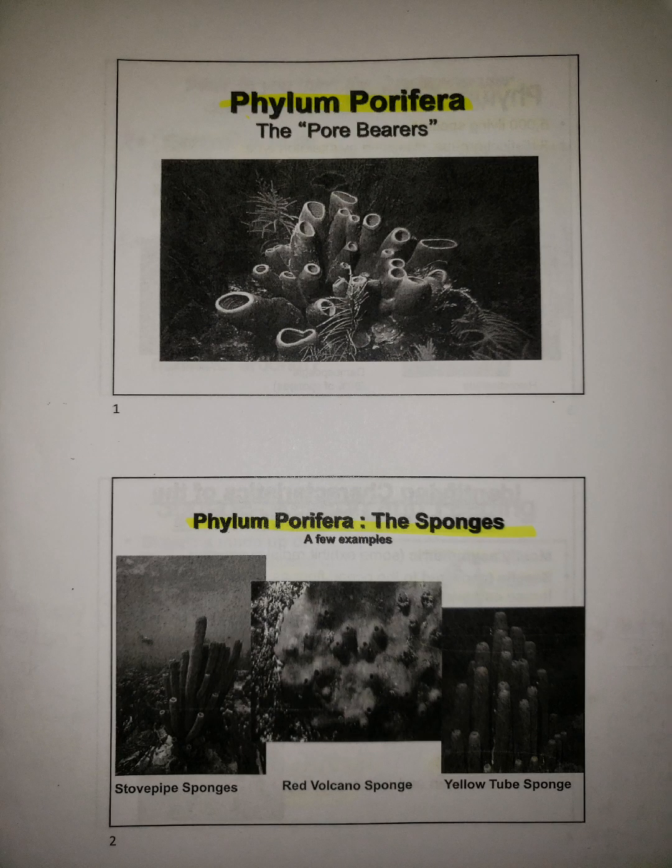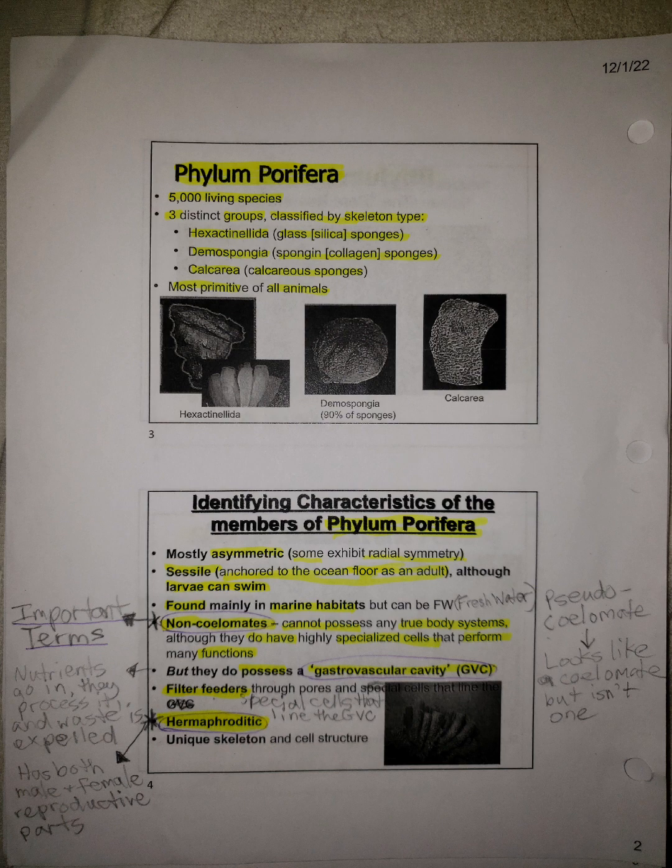Welcome to Phylum Porifera, the pore bearers. Phylum Porifera, the sponges. A few examples: stovepipe sponges, red volcano sponge, yellow tube sponge. Phylum Porifera has 5,000 living species, in 3 distinct groups classified by skeleton type.